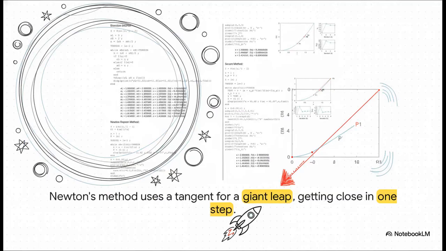And you can see it right here. We start at our first guess, P1. But instead of taking a tiny step, the algorithm looks at that tangent line, that straight red line, and takes this massive leap all the way over to P2. And look how close that gets us to the real answer in just one jump. It's not a guess. It's an incredibly educated prediction based on which way the curve is heading.